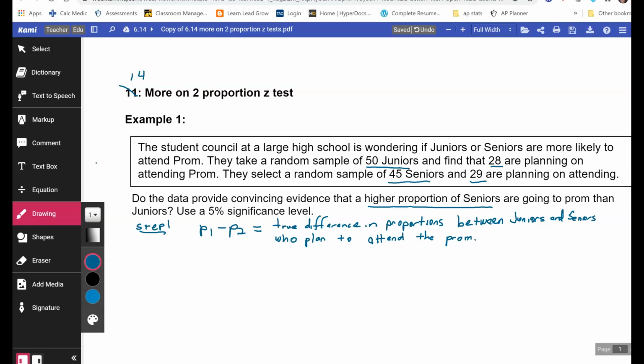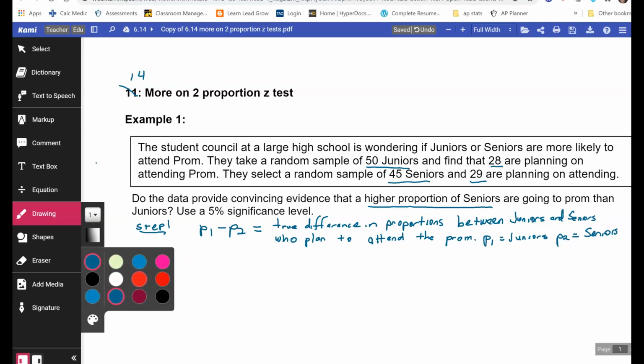Now, we should be a little bit more clear which one represents the juniors and which one represents the seniors, and it really doesn't matter which you choose. You just want to be consistent with your work. So I'm going to let P1 equal the proportion for juniors, and P2 represent the proportion for the seniors. And I clearly let the reader know in that statement. The next thing you're going to do is define your null and your alternative hypothesis.